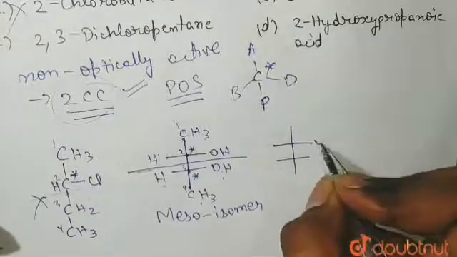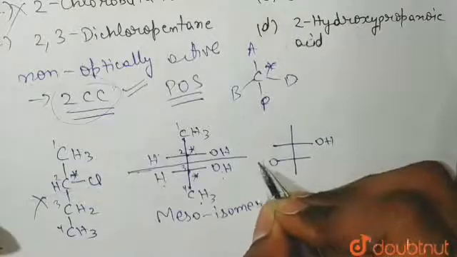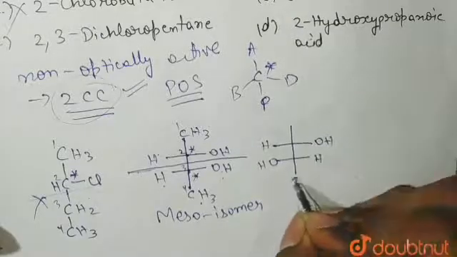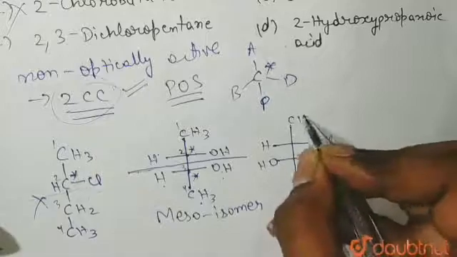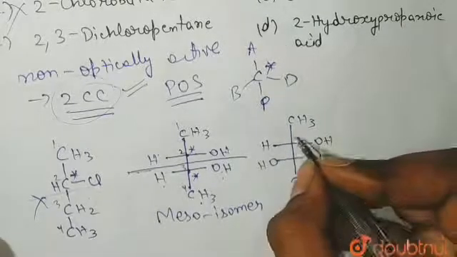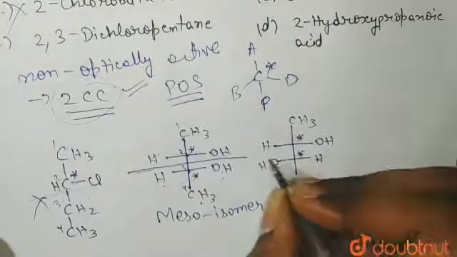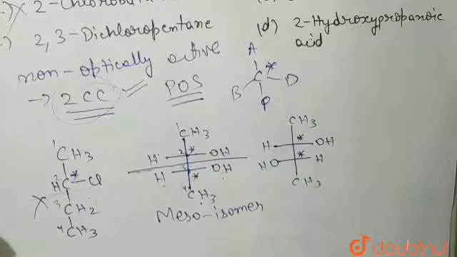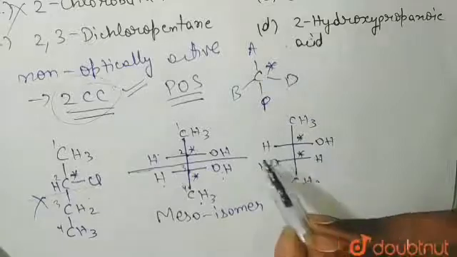You can put one OH here and one OH here, H, CH3 and CH3. Now you cannot draw a plane of symmetry. There is no plane of symmetry here. Although this is still a chiral center and this is still a chiral center because they have four different substituents attached, still there is no plane of symmetry.